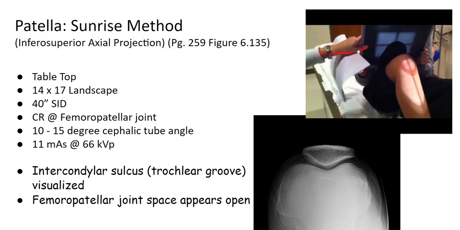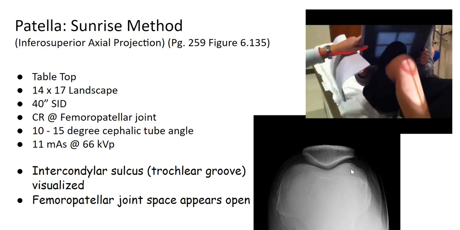How do we know we're correctly positioned in this projection? You want to be able to visualize the intercondylar sulcus. That is this surface of the femur. It's also known as the trochlear groove. And don't be confused because the intercondylar fossa is on the posterior aspect of the femur, and we'll look at that next. So the intercondylar sulcus is anterior, and that is right here. You want to see that very nicely.